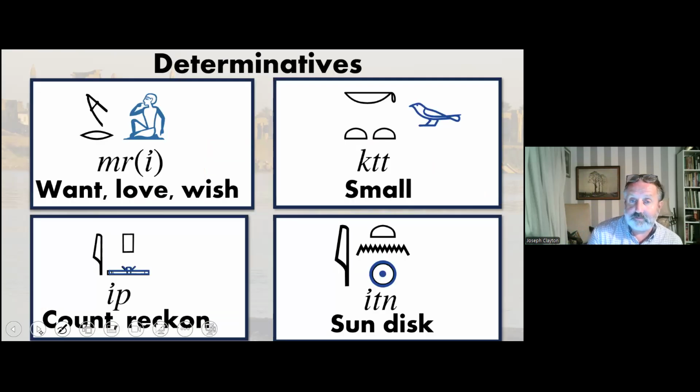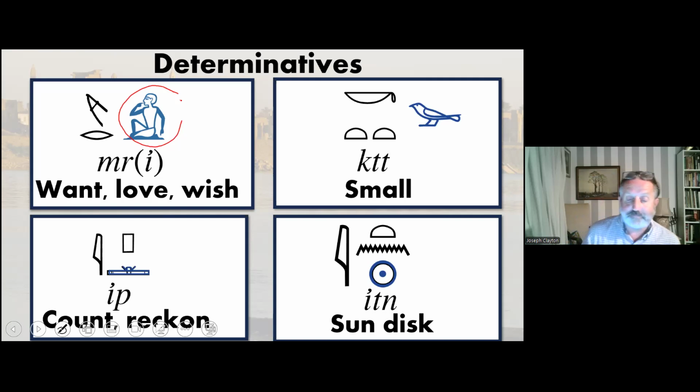Determinatives. Now these are important because they show what category the word falls into. I've got some common ones here. This one, with a man with his hand to his mouth, is very common. That's anything to do with eating, speaking, talking, anything that goes into the mouth or comes out of the mouth. That also includes emotions, like the one we've got here, to want, to love, or to wish. It's the same thing because your emotions are expressed out of your mouth as well.